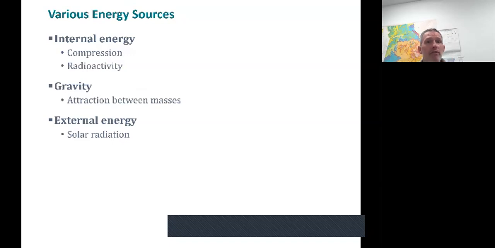And then we also have external energy, and we're going to talk a lot about the sun providing us with things like photosynthesis and heating up the air unevenly, causing us to have winds. So when we start looking at any topic in this class, we're also going to look at what the energy source of them is. And these are the three different energy sources.